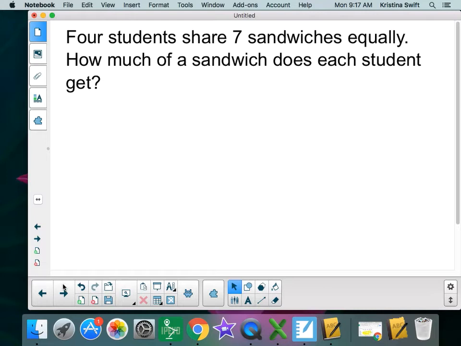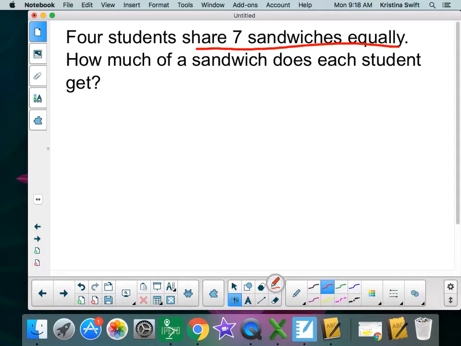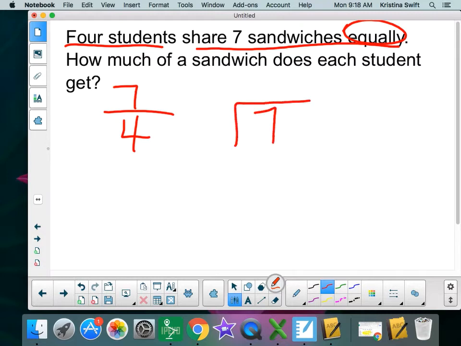4 students share 7 sandwiches equally. Okay, so I have students sharing 7 sandwiches equally. So they're all going to get the same amount. How much of a sandwich does each student get? So I have 4 students sharing 7 sandwiches. So I'm going to ask myself, okay, what are they sharing? They're sharing 7 sandwiches. And with how many people? 4 people. So if I think about this as a division problem, 7 is my dividend, 4 is my divisor. So let's divide to figure out our answer, our quotient.